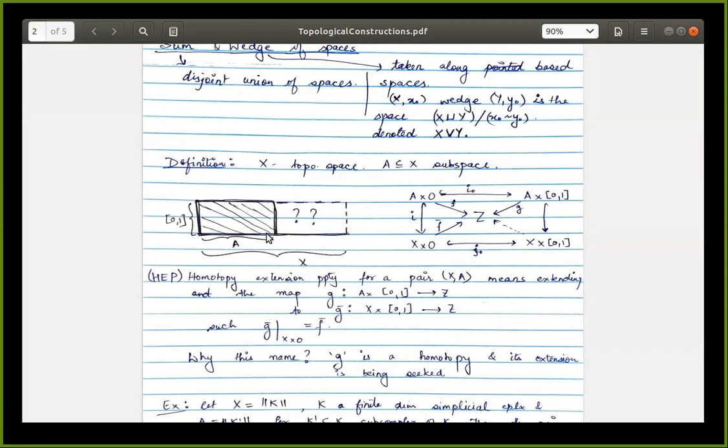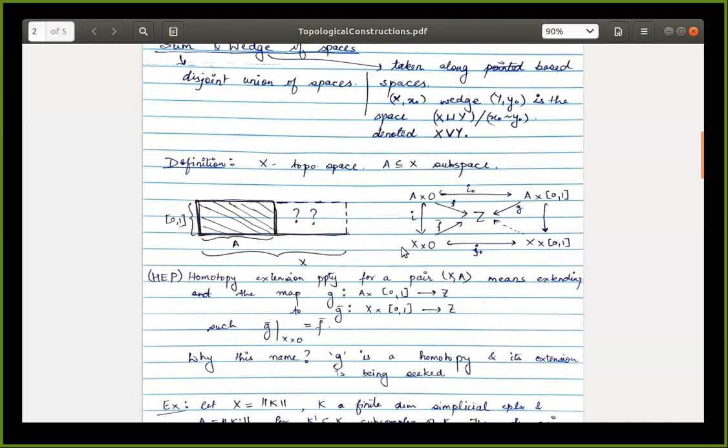Having a map from A cross [0,1] to some space is the same as saying that you have a homotopy from A to that space. So you are extending that homotopy, a map from A cross [0,1] to Z, to a homotopy from X cross [0,1] to Z.